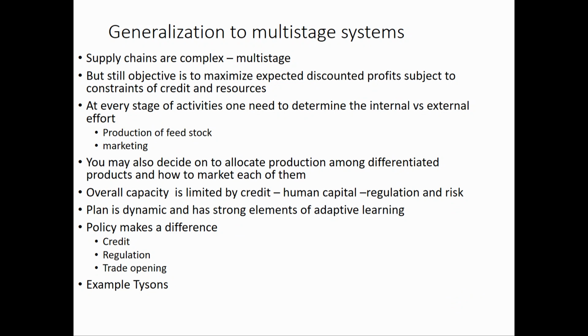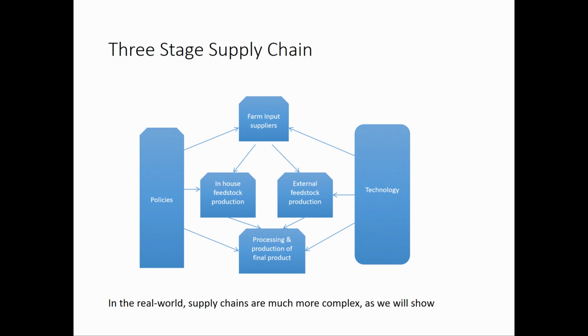Okay, so I can generalize it to many systems, and basically all the time you have this in every stage of production: how much to produce inside, how much to produce outside, what are the constraints, how to overcome credit, how to overcome risk. And to some extent, if you are in a business situation, the biggest challenge of business is to design a supply chain that will be optimal.